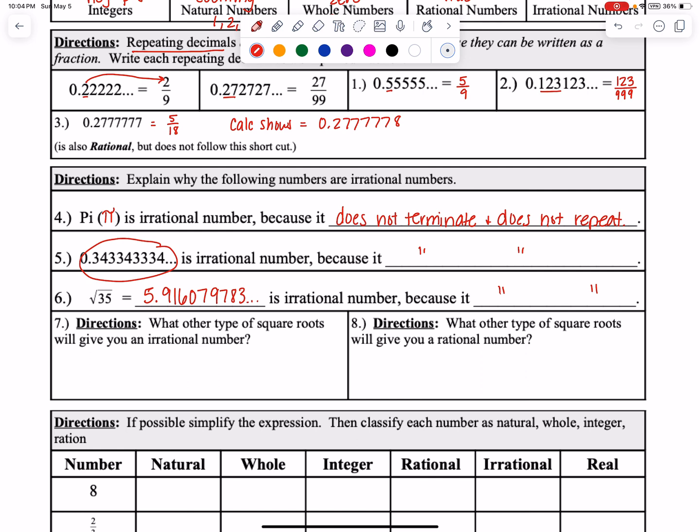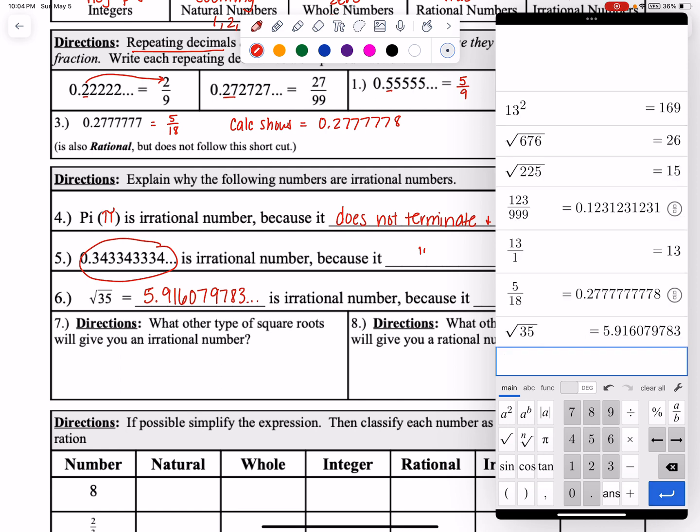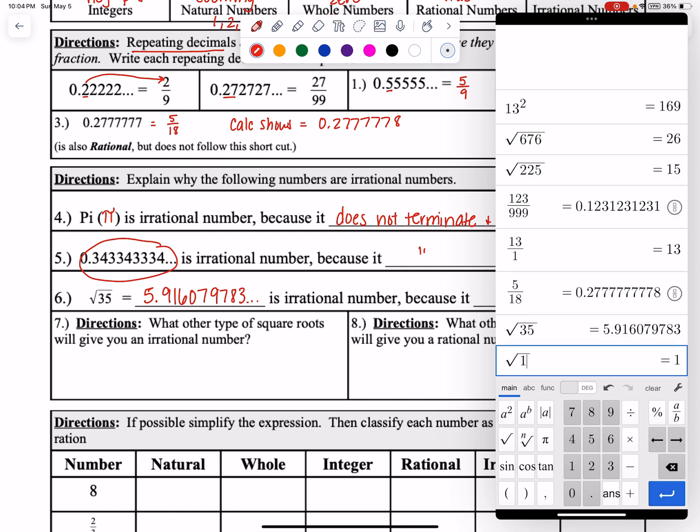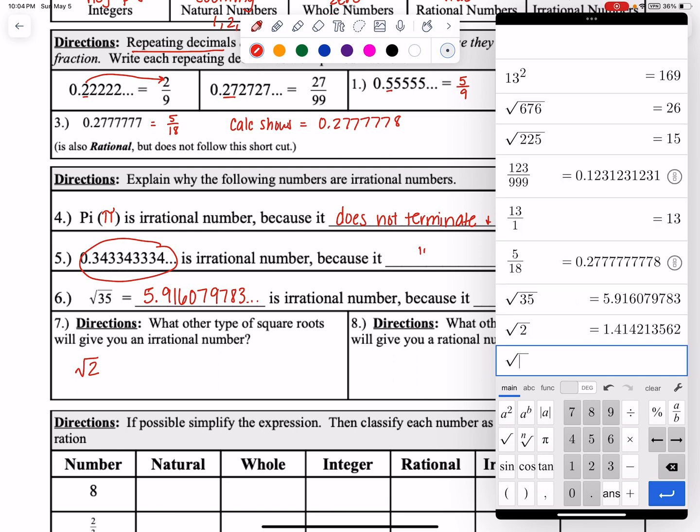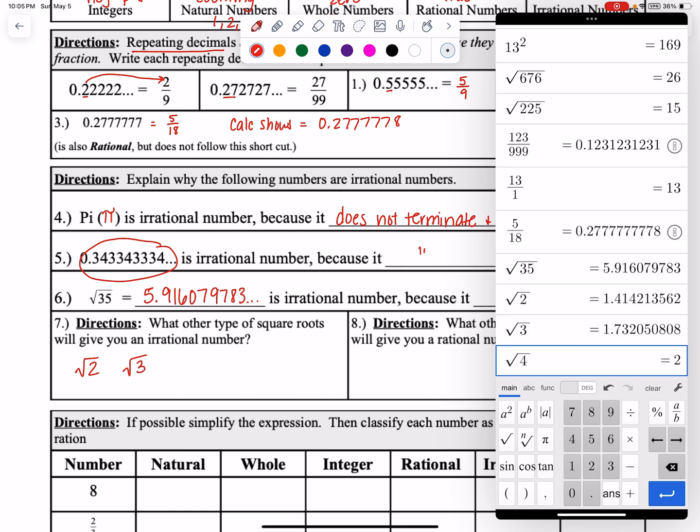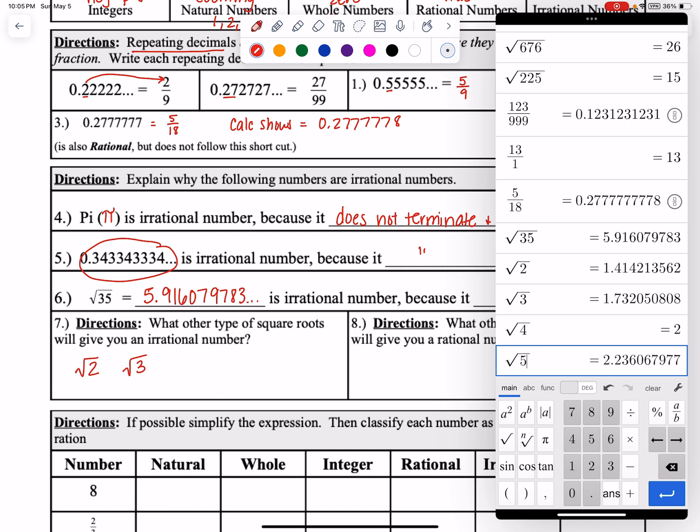Okay, so what other types of square roots will give you an irrational number? Well, let's try some. Square root of 1 is 1. That stops. Square root of 2, okay, look at that. Let me try to find a couple other ones real quick. Square root of 3. Yep, that's another irrational. Let's try square root of 4. Nope, we know that's 2, right? Square root of 5, though. Yeah, look at that.